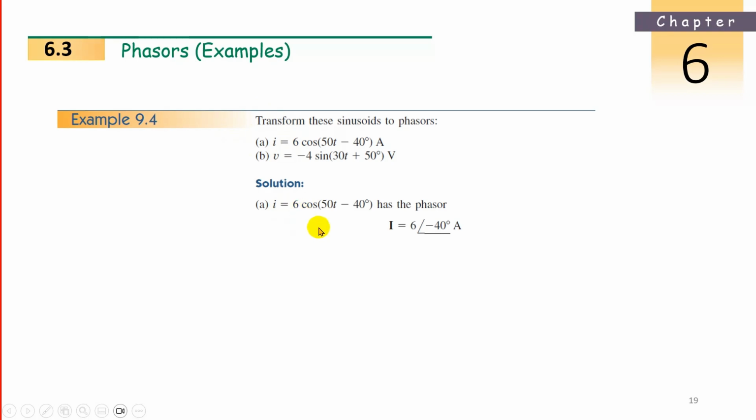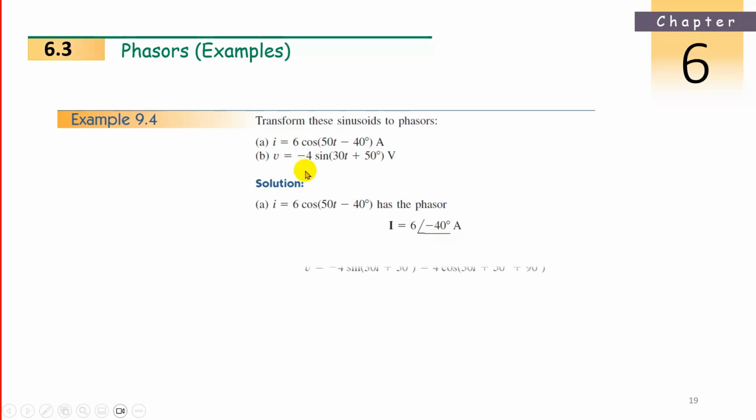What are we doing? I is equal to 6 cos(50t minus 40 degrees). Phi is nothing but minus 40 degrees, omega is 50 and Im is 6. So generally the phasor, capital I, is equal to Im at an angle phi. Im is nothing but 6, and phi is minus 40. So 6 at an angle minus 40 is your phasor.